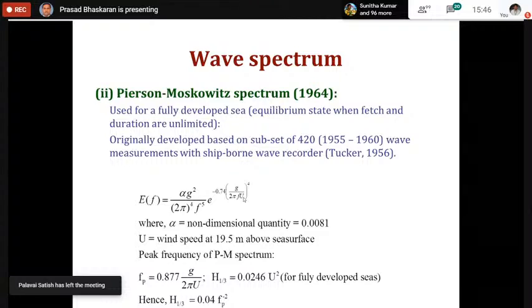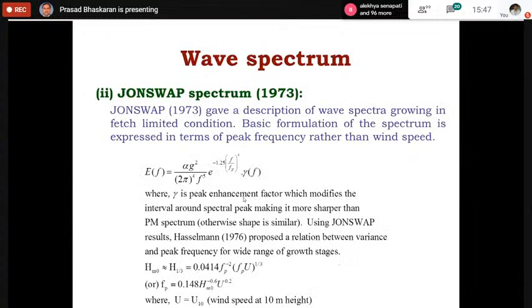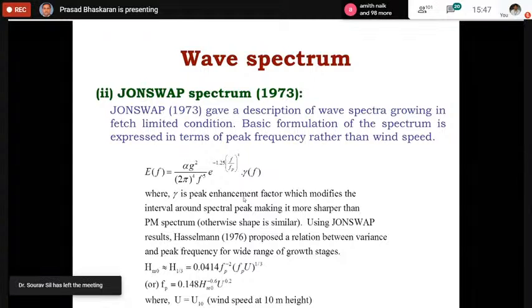But after a period of nearly 10 years, this spectrum also had a limitation. This spectrum is for the fully developed case. Fully developed means it doesn't give an idea of how the wind waves are evolving with time. Not only that, this spectrum may not find much applicability in shallow water. That is the reason why a different type of spectrum was developed. It was developed in the year 1973 by a group of people who conducted an experiment in the North Atlantic. They came out with a formulation which is superior compared to the PM spectrum.